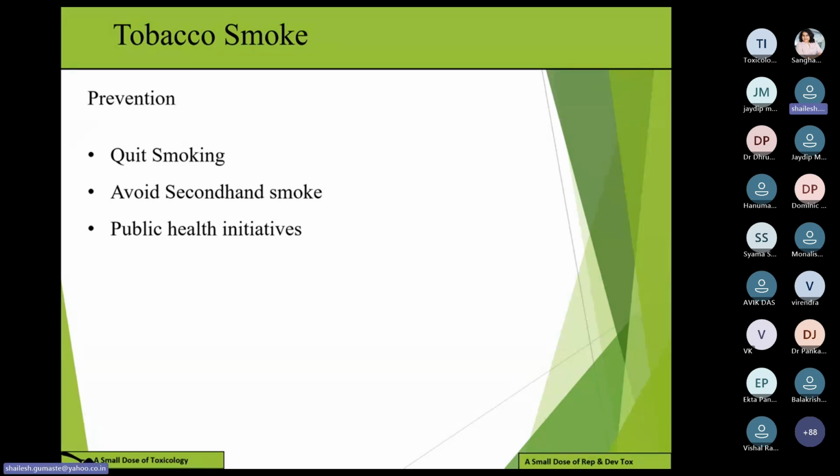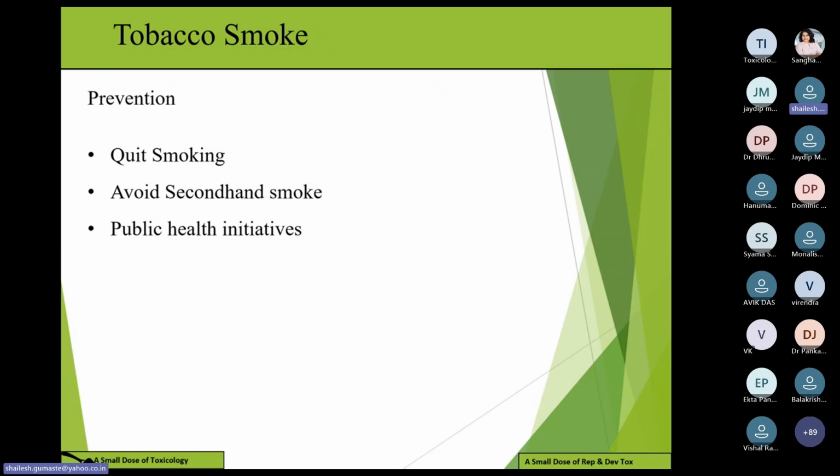It can also increase the oxidative stress. Tobacco smoke contains chemicals that can cause oxidative stress, leading to damage to the fetal tissue. Tobacco smoke exposure can disrupt normal fetal development, leading to structural and functional abnormalities.